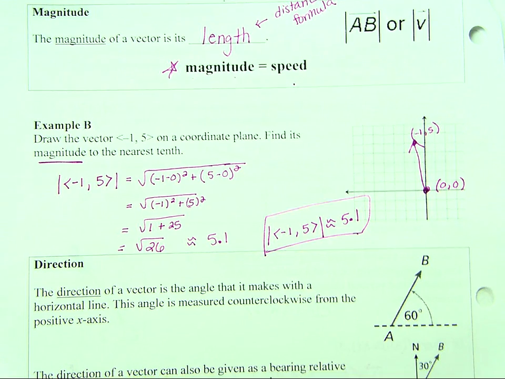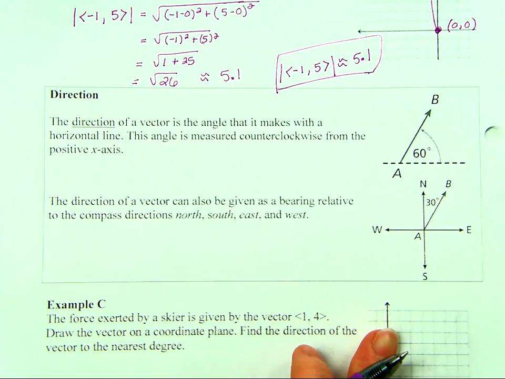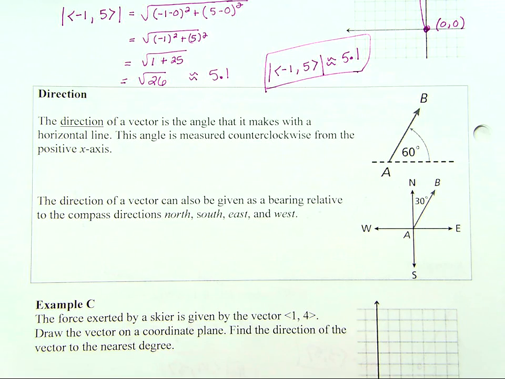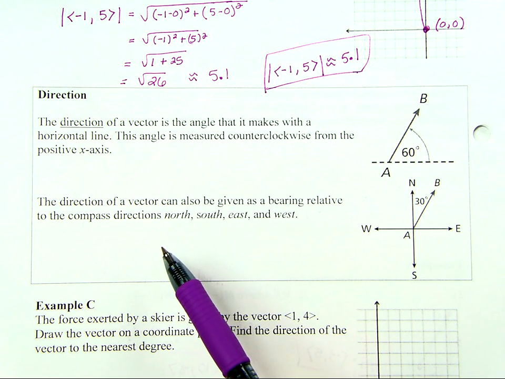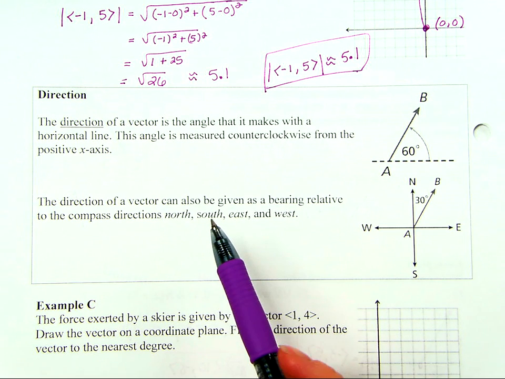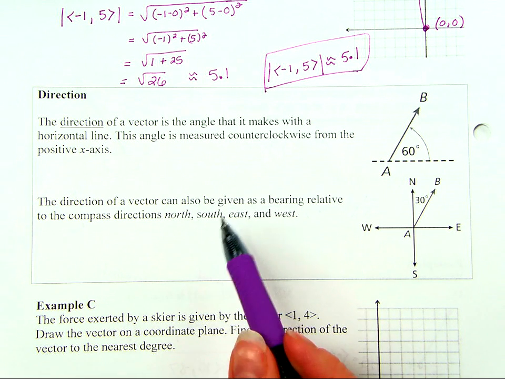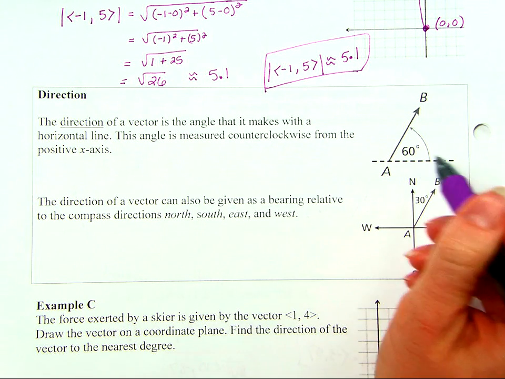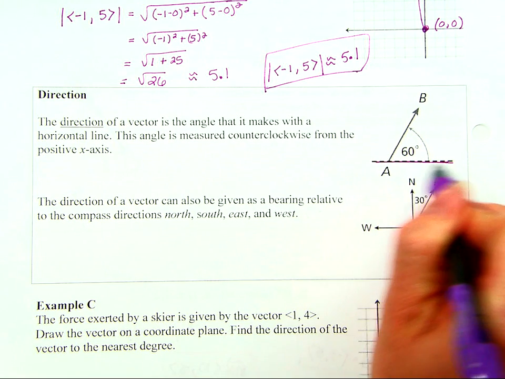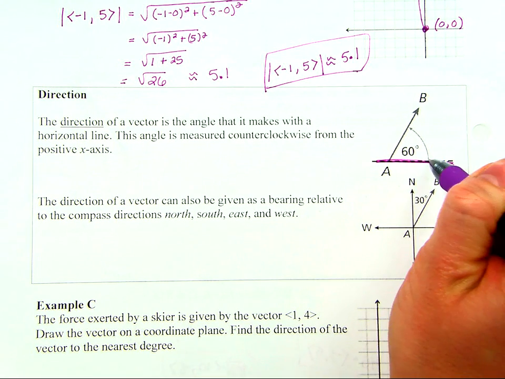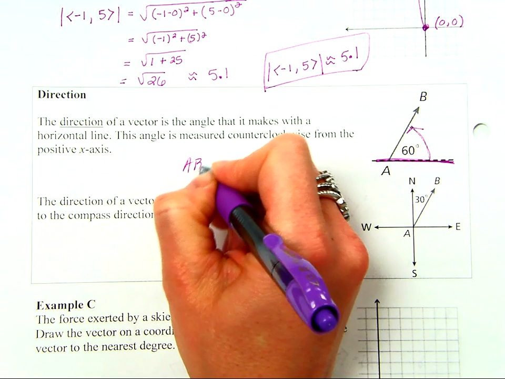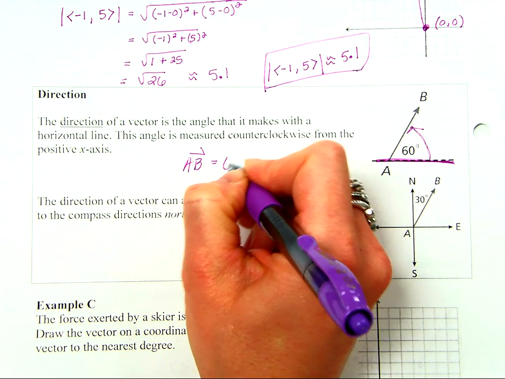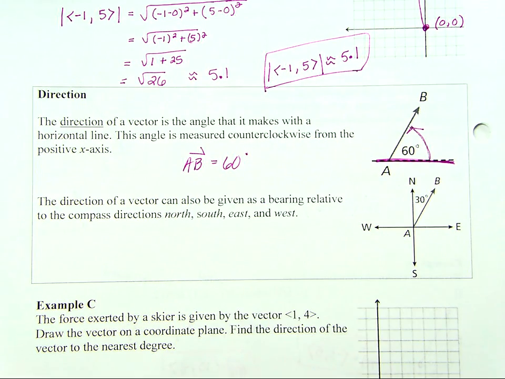When we're talking about vectors, we can also refer to the direction. The direction of a vector is the angle it makes with a horizontal line. This angle is measured counterclockwise from the positive x-axis. So in my diagram here, this is my positive x-axis. It's measured counterclockwise. And so we may say the direction of vector AB is equal to 60 degrees. But that's not the only way that you can write direction.